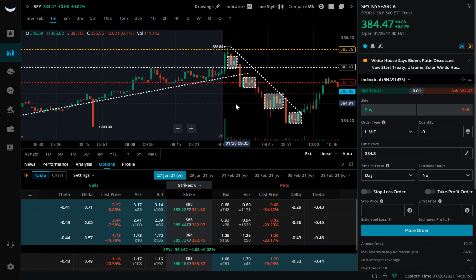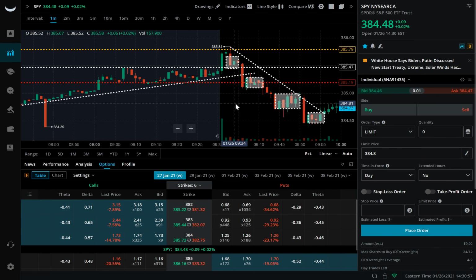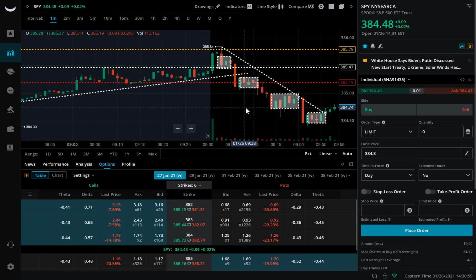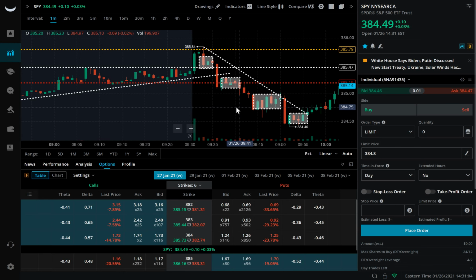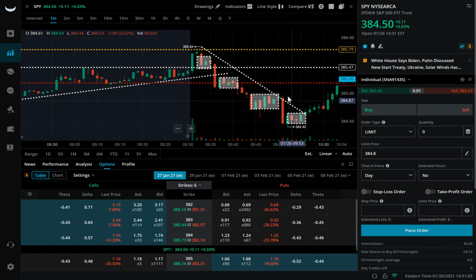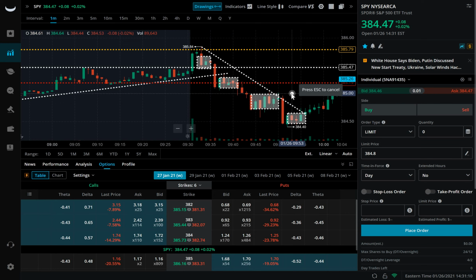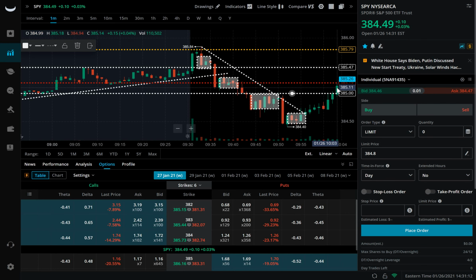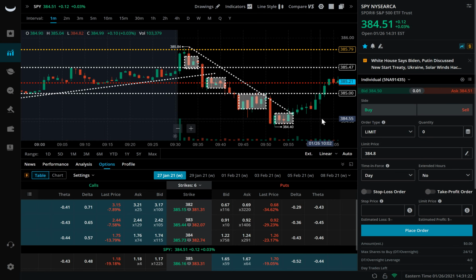Now, if you look, right? If you look, it continues to go up and go up and go up. And what it tells you here, once this line is broken, it's going in the opposite direction. So here it looks like we're going in an uptrend. And what happens?